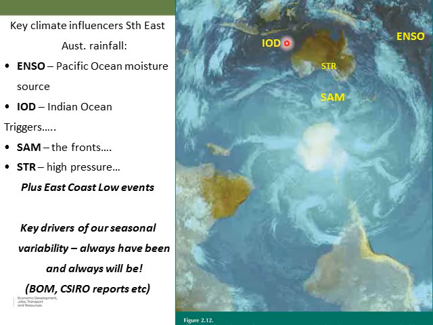This one up here is the Indian Ocean Dipole, and it's also a key influencer in it. Some years it's more useful and helping provide more moisture that feeds into our weather patterns down here. So we'll talk a little bit about these.